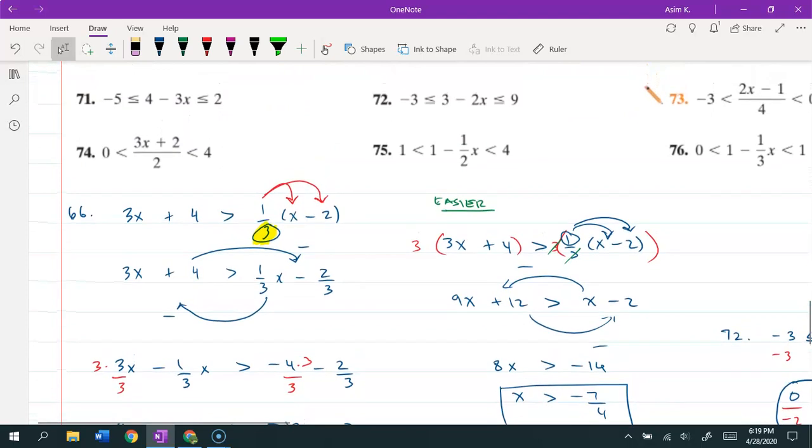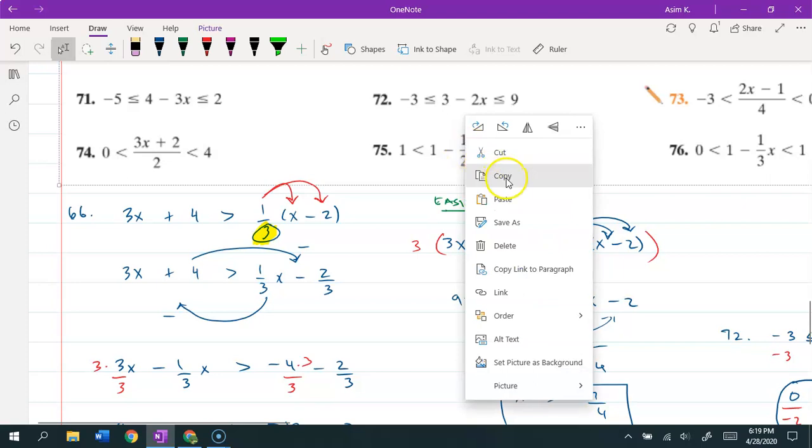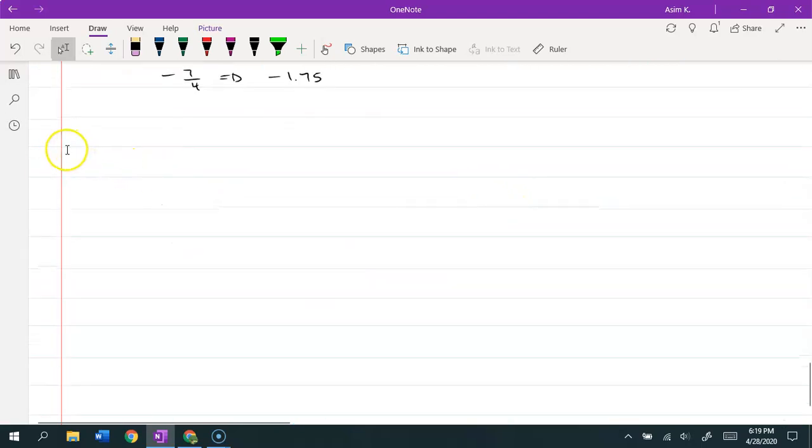I think we've run out of a little bit of space here, so let me just take this same exact canvas and copy it to a different spot.